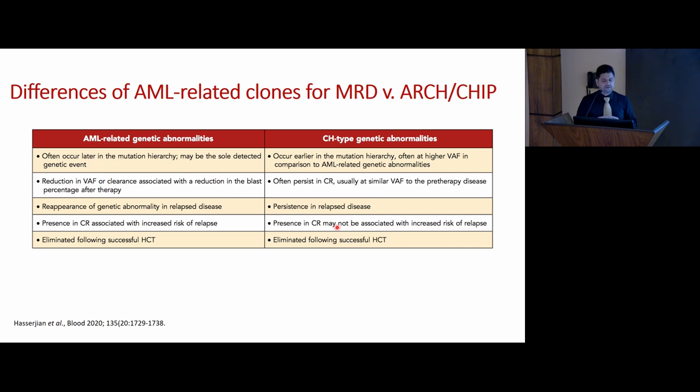AML-related genetic abnormalities, for example NPM1, occur later in the clonal ontogeny of AML. Whereas mutations in clonal hematopoiesis, at least in adults, are the initiating or founder events, and they occur at a VAF which is typically higher. If you give these patients intensive chemotherapy, these mutations still persist. But the driver mutations, the other mutations that are there like NPM1 and so on, go away. In relapse, those mutations come back, but these persist throughout. The only way to get rid of these mutations is if the patients undergo bone marrow transplantation.